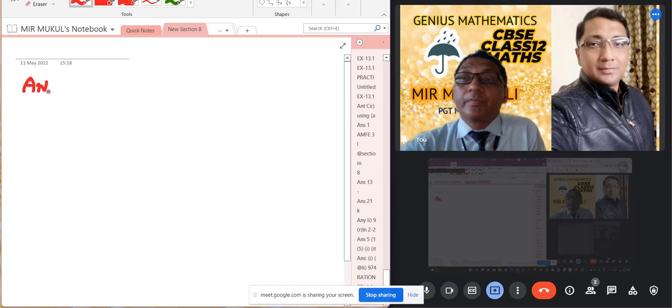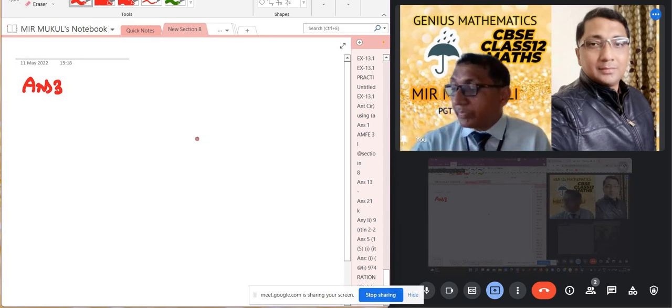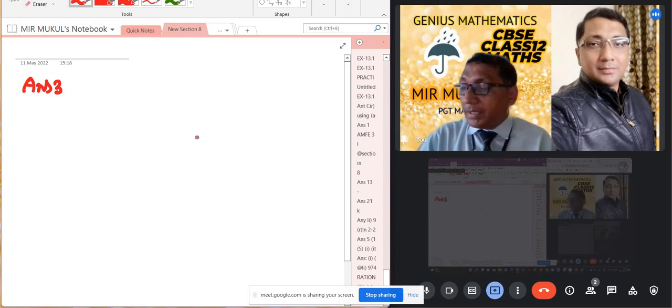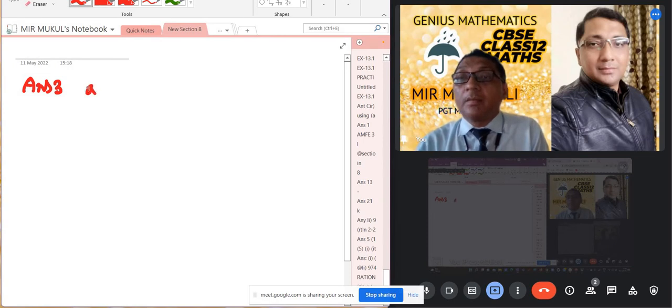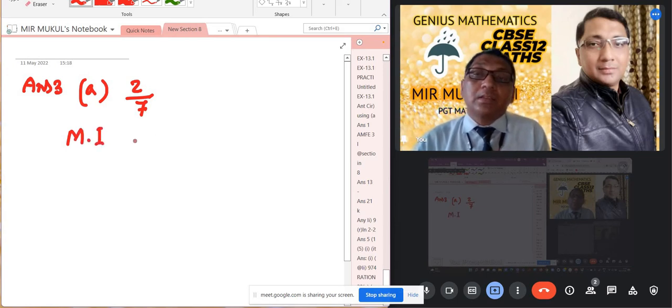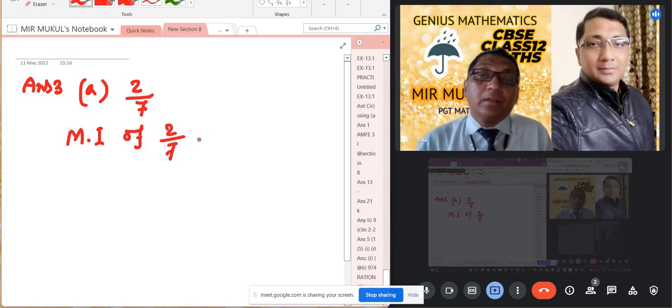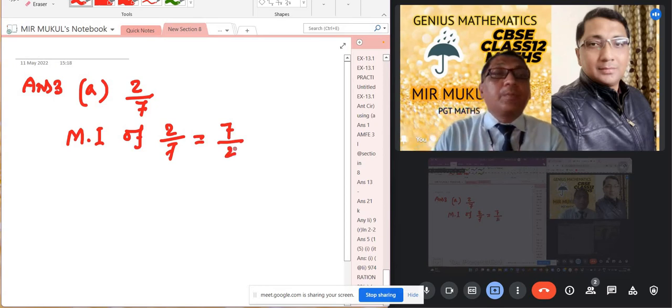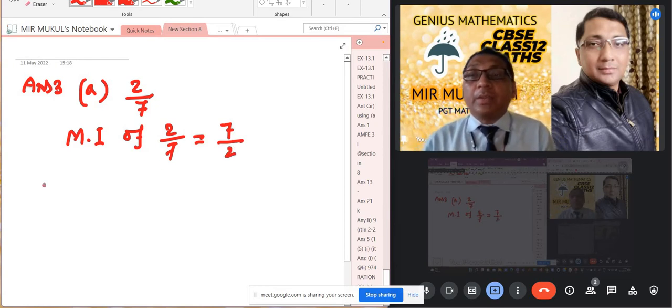So, answer 3. Find the multiplicative inverse of the following. Multiplicative inverse. That means 2 by 7. Its multiplicative inverse you have to tell. So, multiplicative inverse of 2 by 7 will be 7 by 2. Just its reciprocal. You have to write the reciprocal of that number.